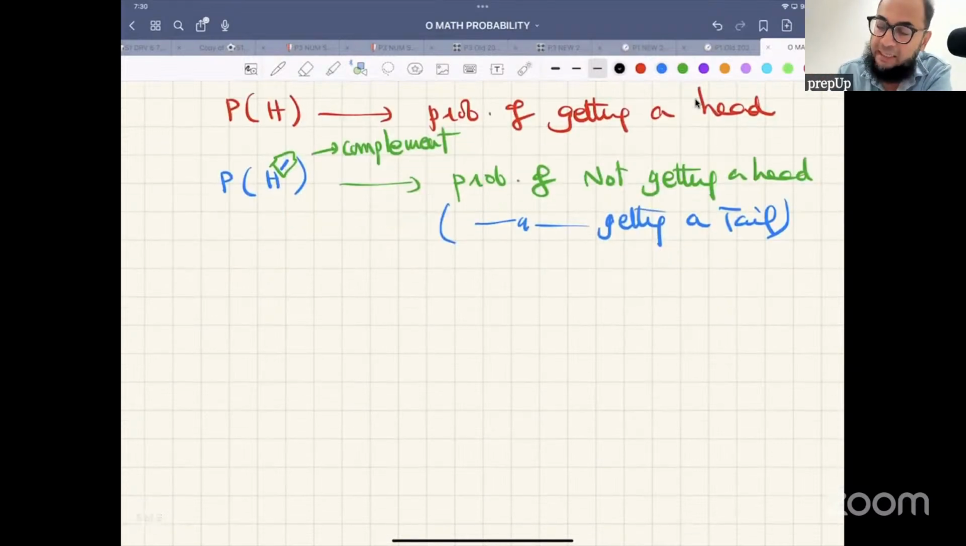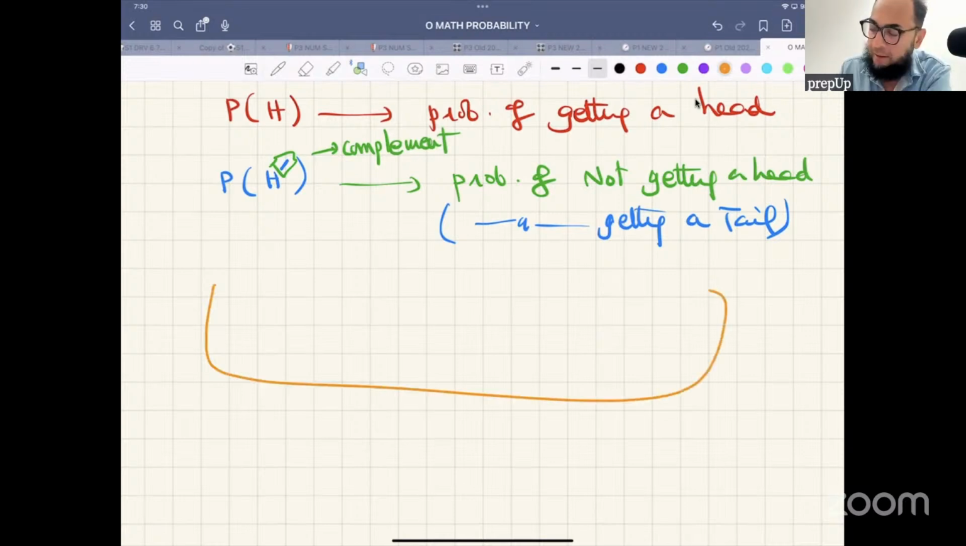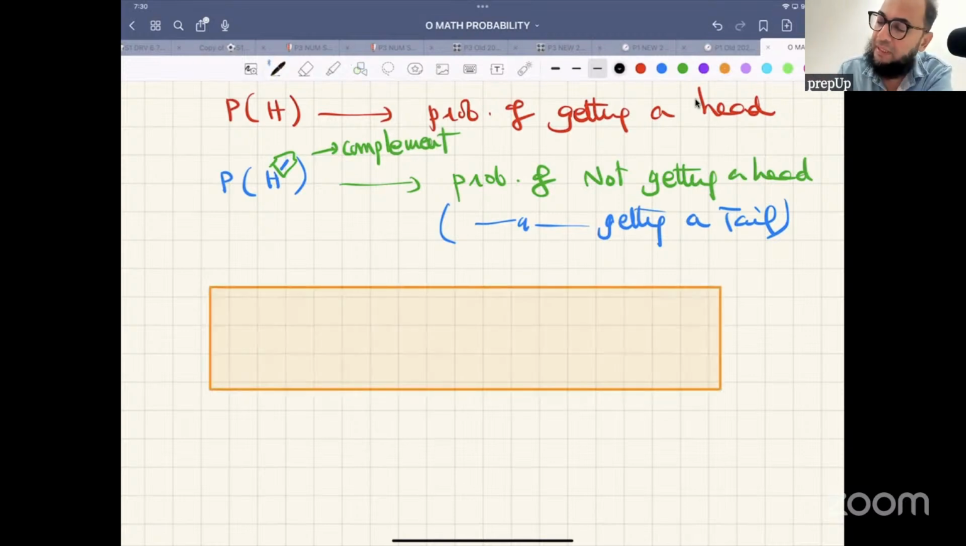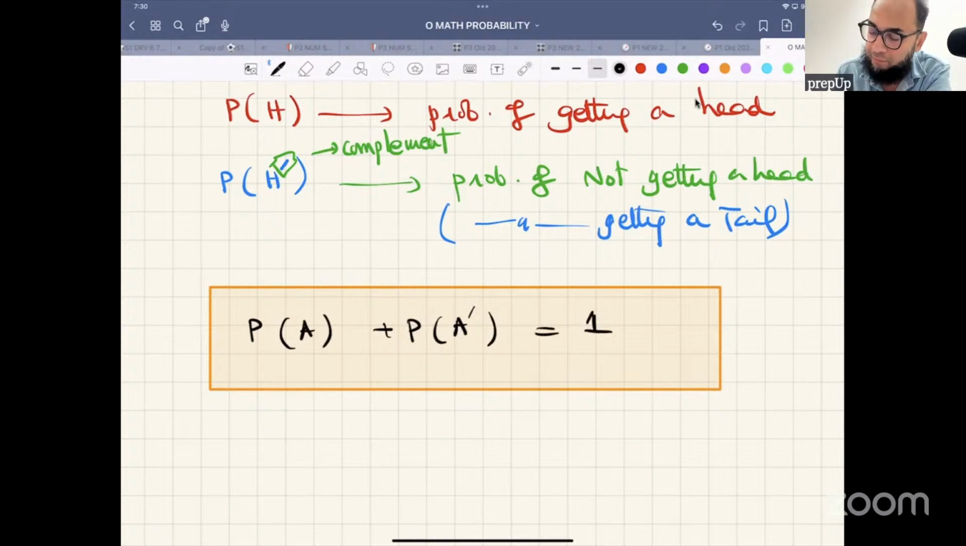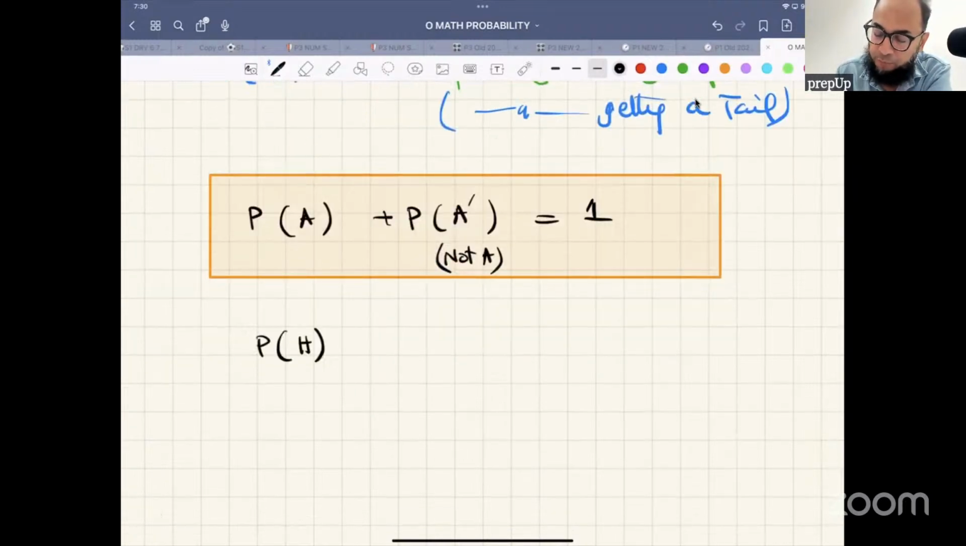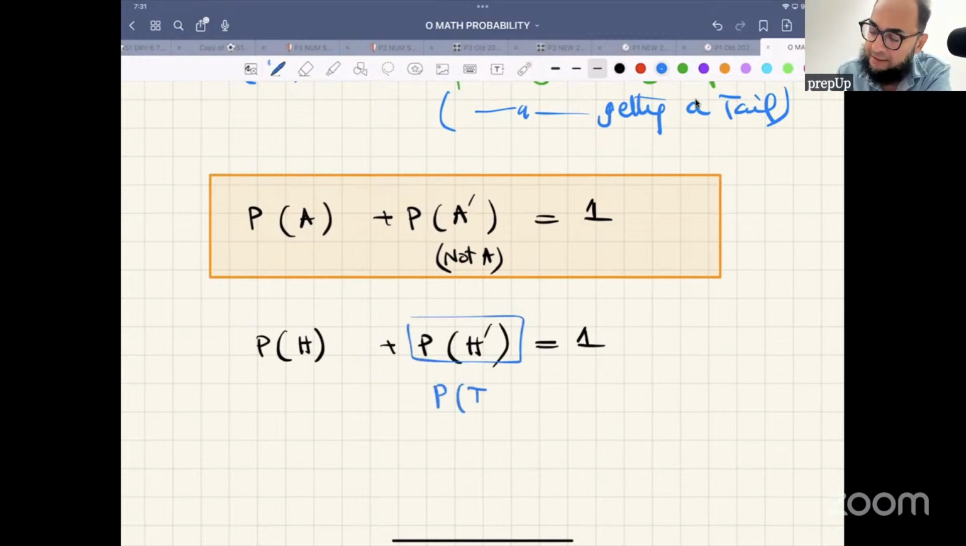That means let me make up an equation: probability of A plus probability of not A should equal 1. So this is probability of A, this is probability of not A, and it adds up to 1. That means probability of head plus probability of not getting a head should add up to 1. Isn't this the same thing as probability of tail? The answer is yes. So that is the basic idea, that either something will happen or something won't happen.